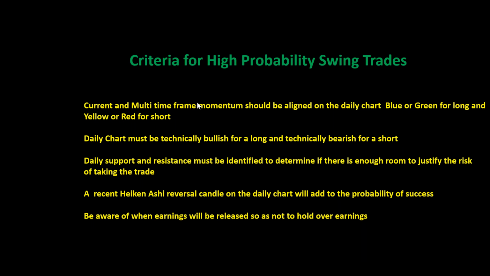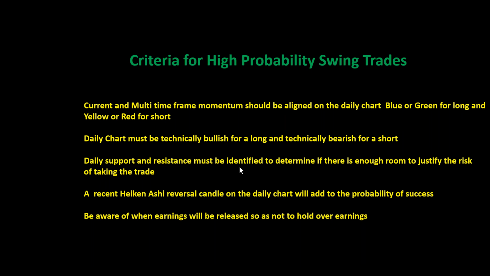High probability swing trades. And this is the same thing I mentioned just earlier. The current and multi-time frame momentum should be aligned on the daily chart. Blue or green for long and red or yellow for short. You don't want to be taking anything that's got a current time frame that's green and a multi-time frame that's red. You want both of them red or yellow for short, green or blue for long. The daily chart must technically be bullish, and we're going to take a look at some stocks here in a minute. Then we're going to take a look at them on TC2000 so you can easily see whether these are bullish stocks or not.